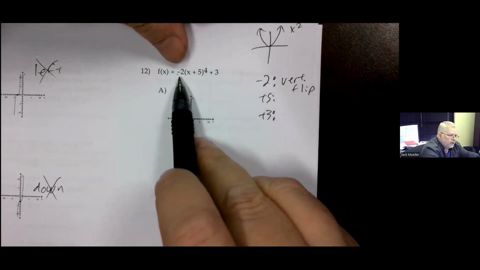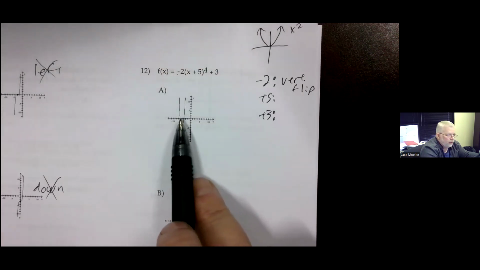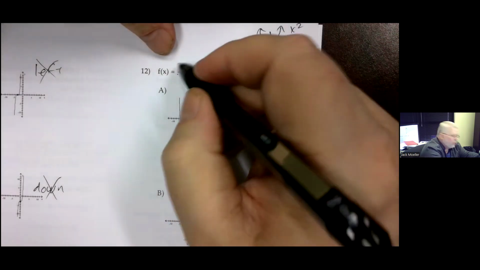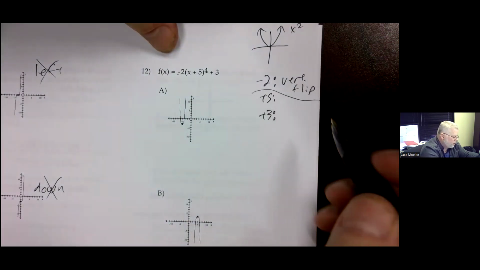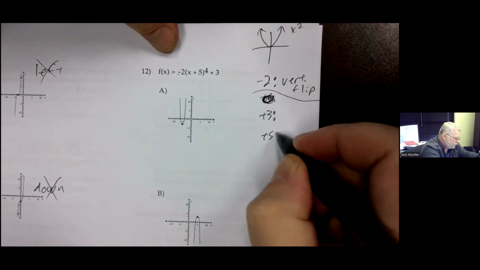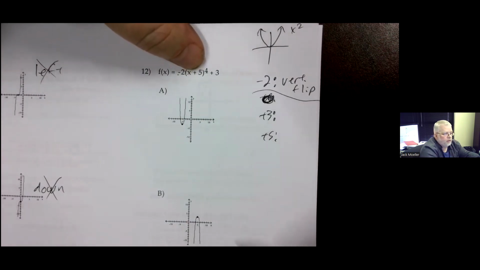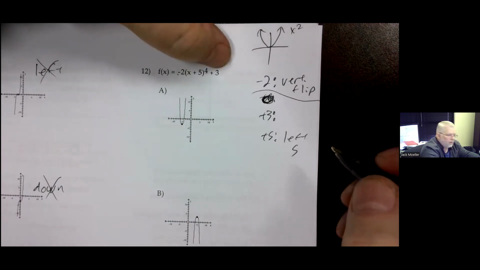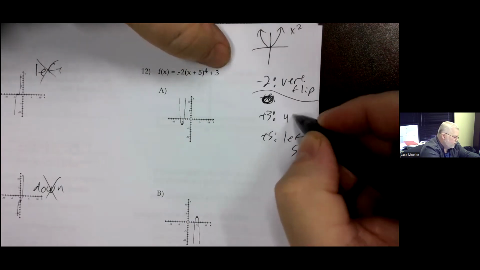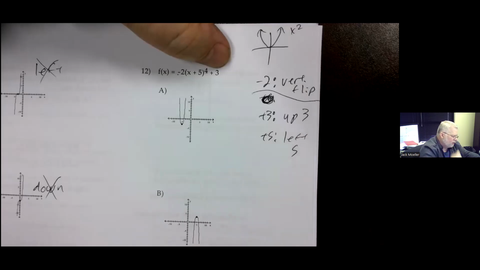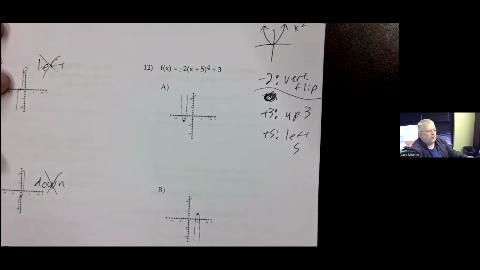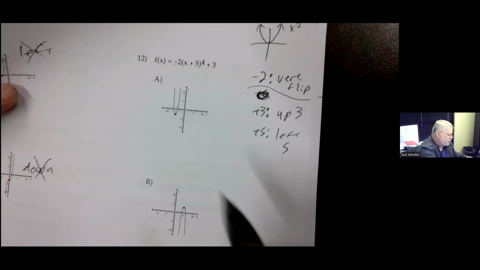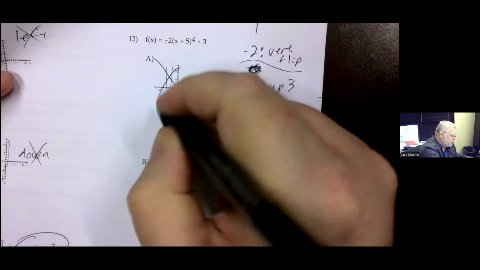And what the 2 does, we talked really briefly about stretches. All that 2 does is make it wider or narrower than normal. So the really important part is the negative. The negative is going to be the vertical flip. All right, so what does that plus 5 do? Well, it's inside, so it's horizontal. So positive 5 moves it to the left 5. And then the plus 3, that's outside, so it's vertical, so it's going to go up 3. All right, so we need to find which one of these it is. So definitely can't be A, because that's an upward parabola, so it's not flipped.